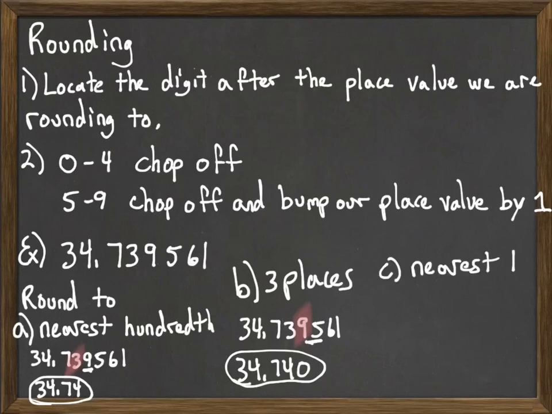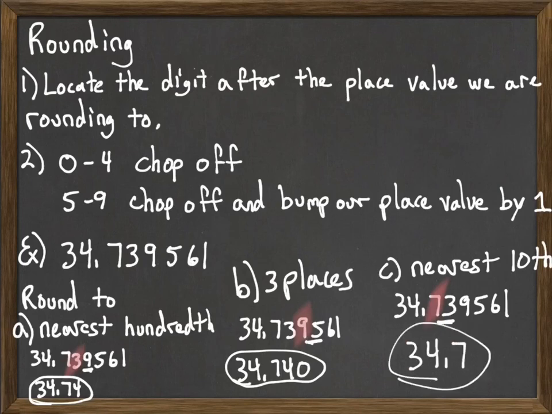Our last example here with rounding, let's say we want to round to the nearest tenth. So once again, I've indicated the place value we're rounding to, which in this case is the 7. We look at the digit that follows it. Since that's a 0 to 4, we just chop it off, and that's our answer.